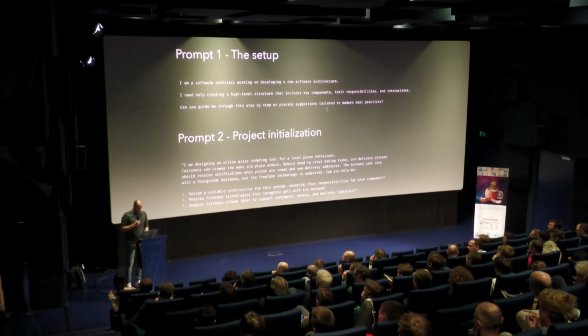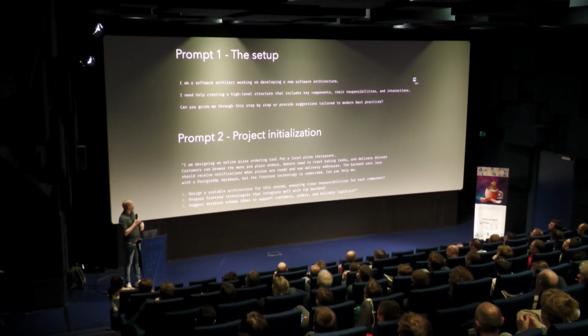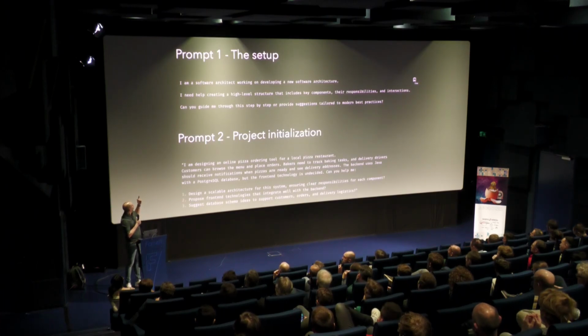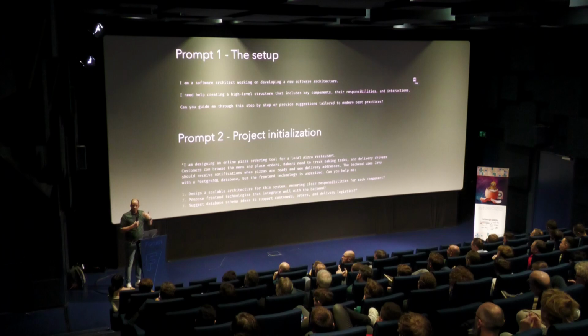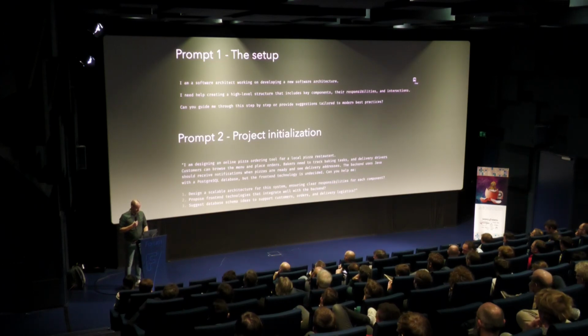Well, first, let's have a look at the first prompt. This is just to give it a little context. I'm a software architect working on developing new software architecture. I need help creating a high-level structure that includes key components, their responsibilities and interactions. Can you guide me through this step-by-step or provide suggestions tailored to modern best practices?